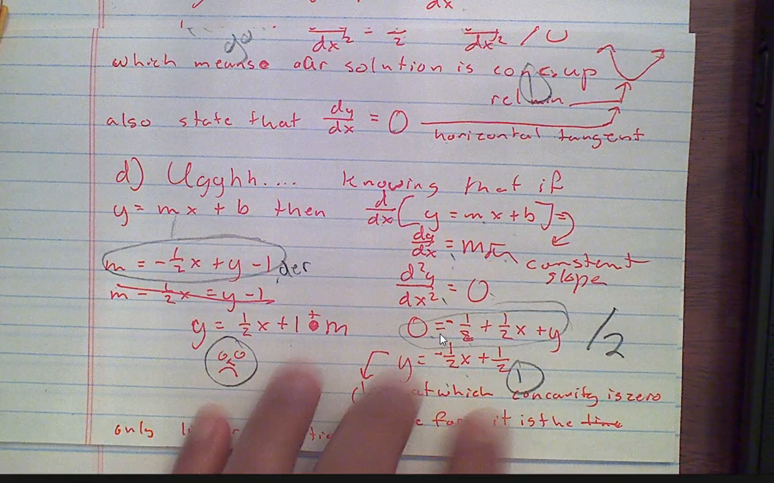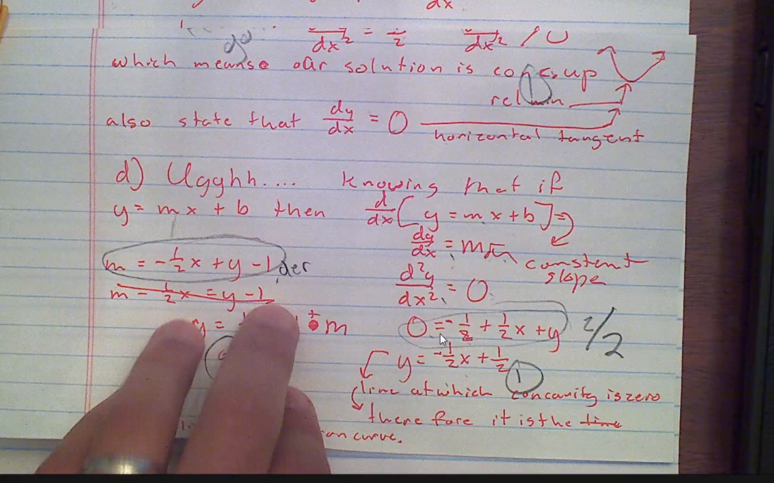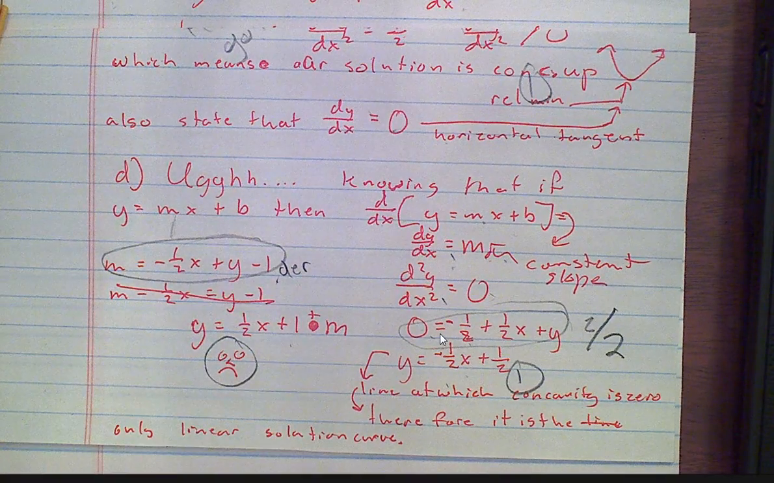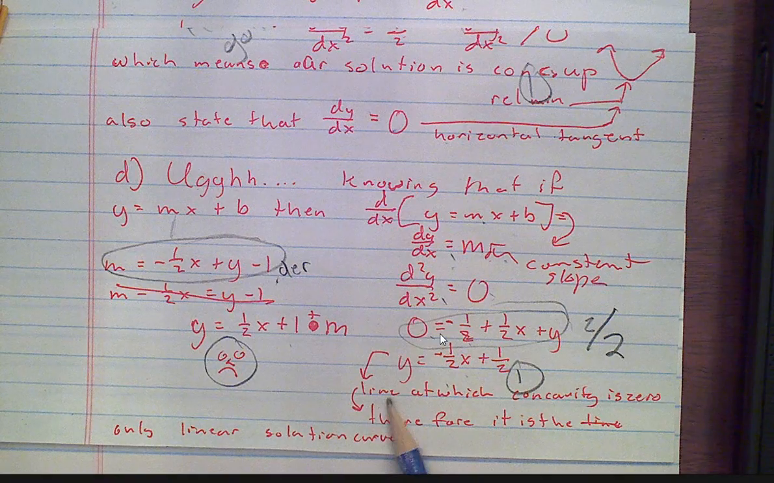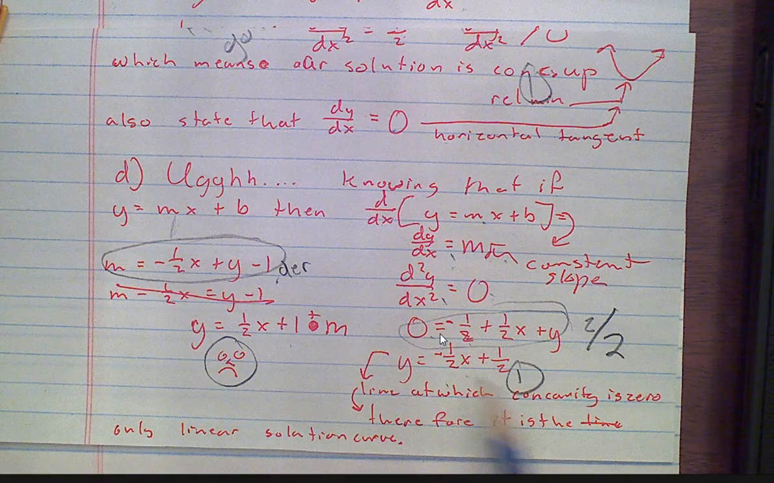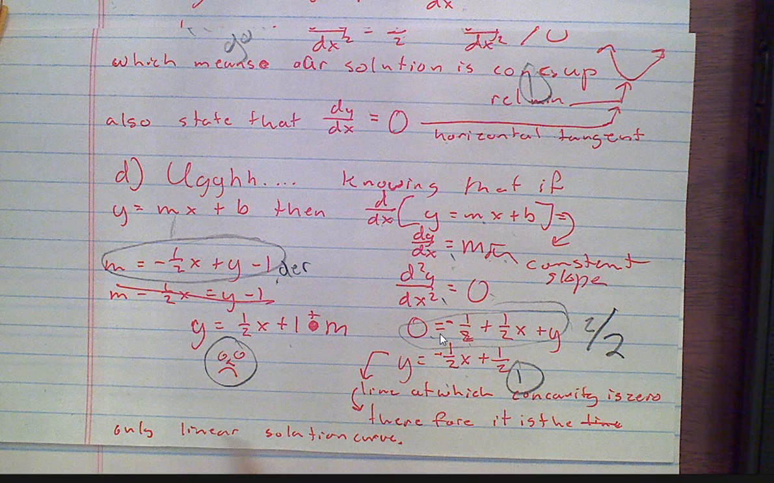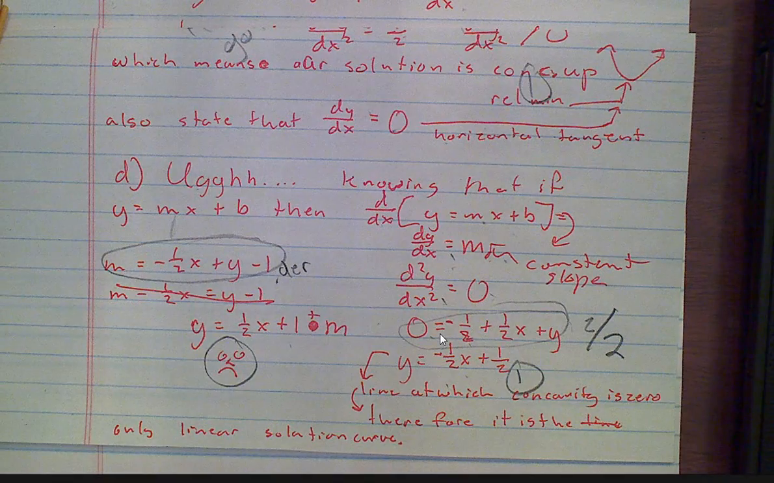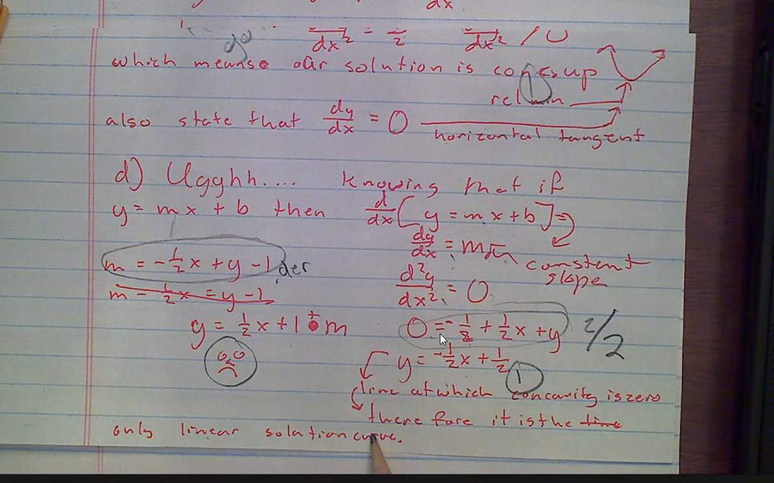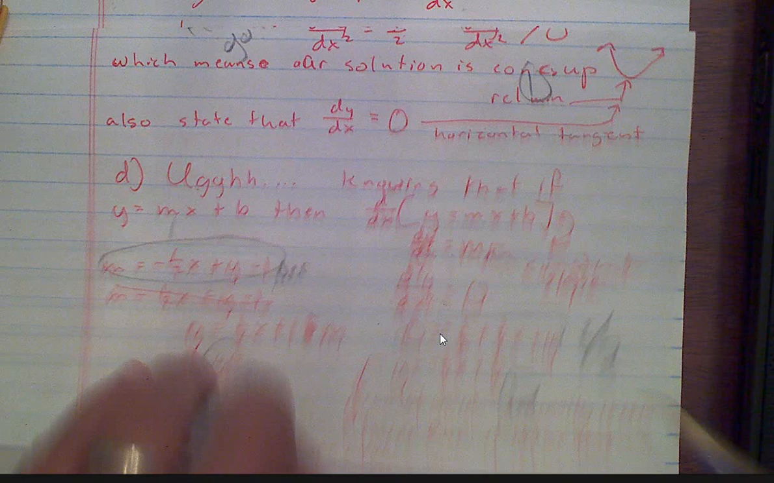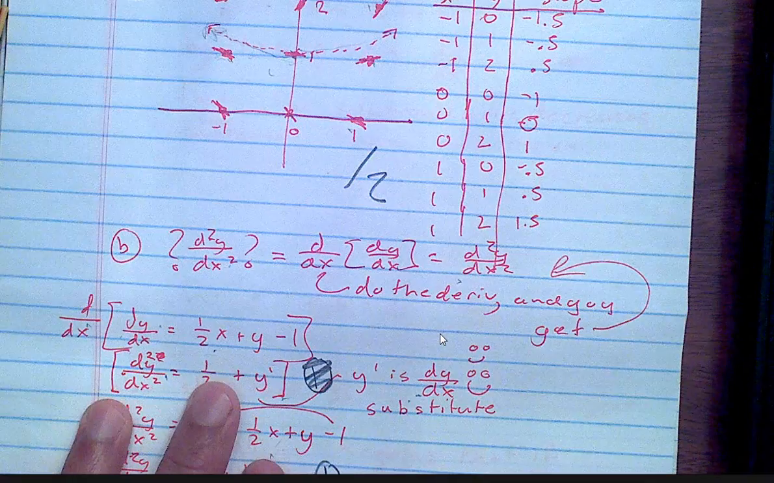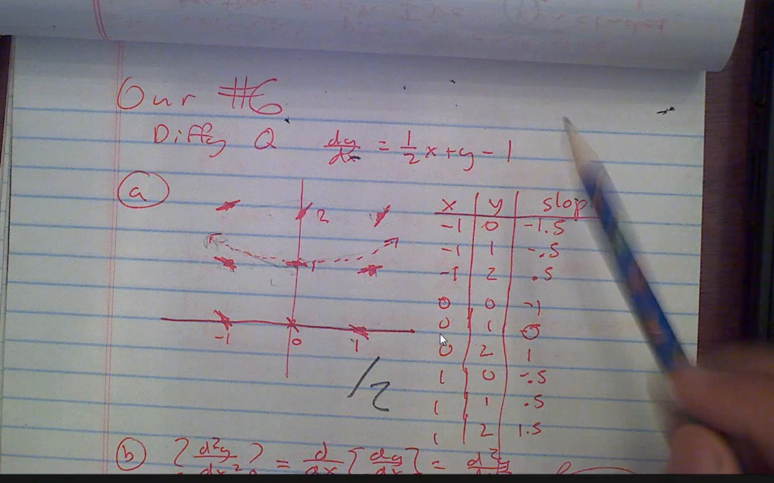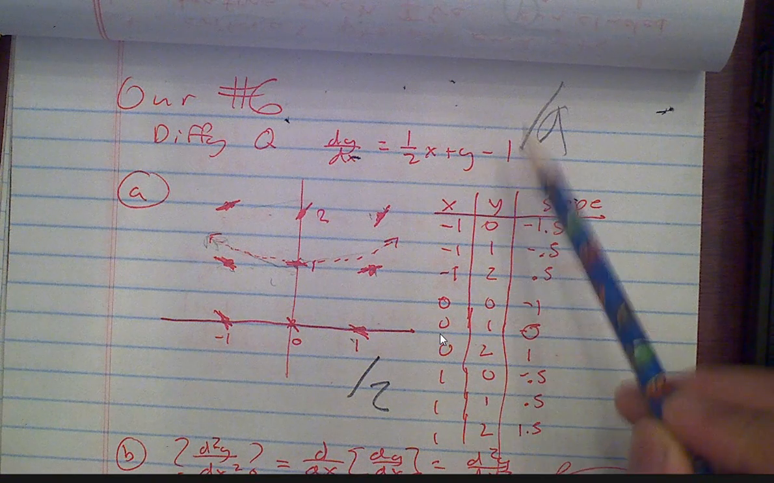All right, guys. So let's tally it up. 2 for this question. Oh, yeah, this last part. Line at which the concavity is 0. This line. Therefore, it is the only linear solution curve. And that is true. It is the only linear solution curve. And I guess that's kind of an oxymoron, linear curve. Alright, let's tally it. 2, 2, 3, and 2. So that would be 9 out of 9, guys. That was a tough one.